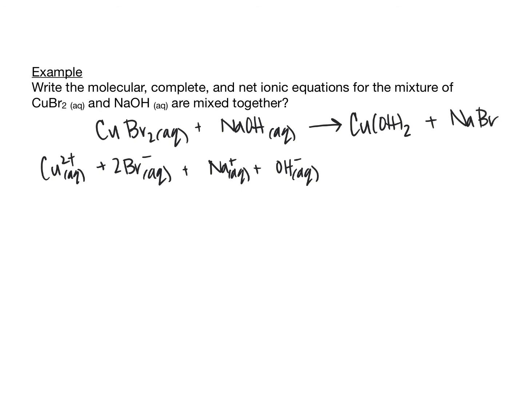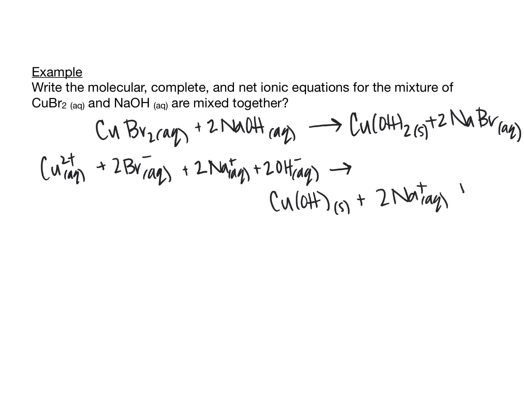We don't know what the states are yet, but the molecular equation needs to be balanced, and it's currently not. So when we put a 2 here and a 2 here, now it is balanced. But don't forget, those stoichiometric coefficients must go into the complete ionic as well. We put a 2 here and a 2 here. So based on the solubility tables, copper hydroxide is solid and sodium bromide is aqueous. So now we can add that copper hydroxide solid plus 2Na plus aqueous plus 2Br minus aqueous.